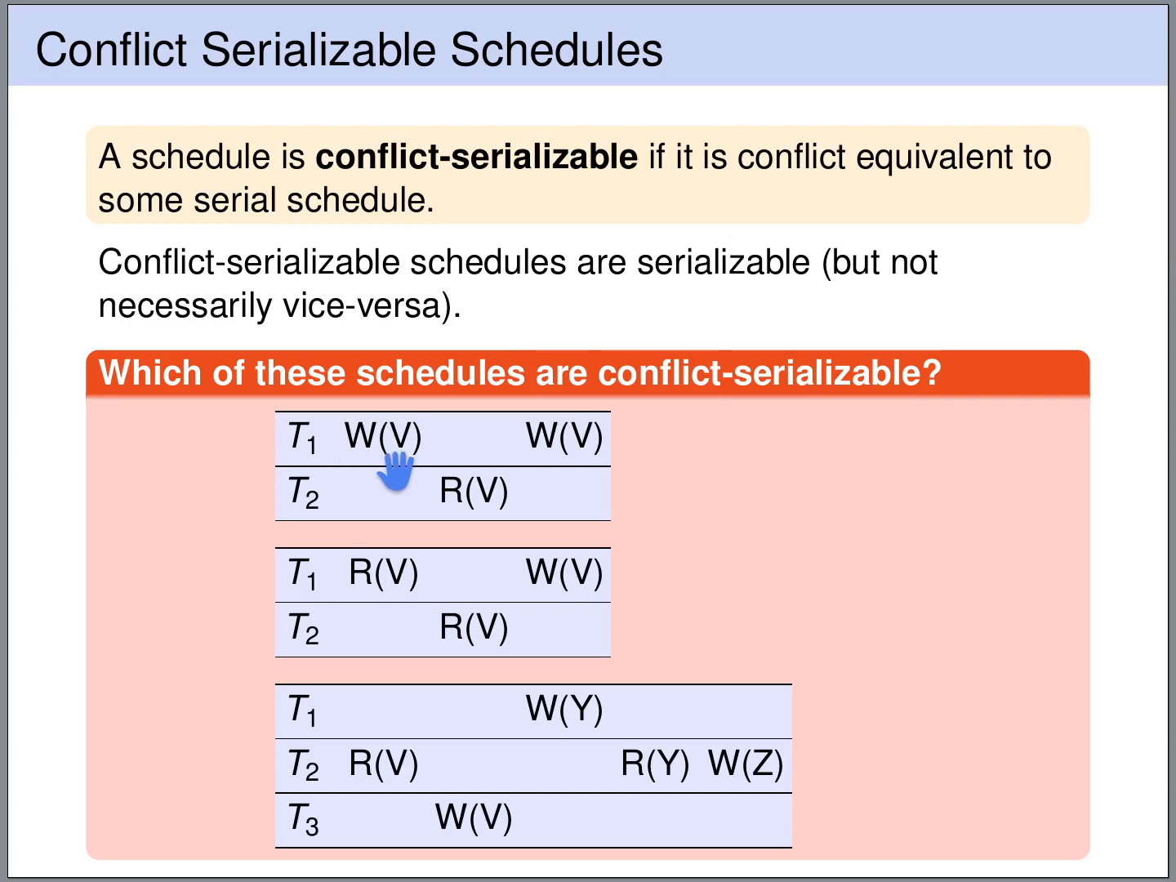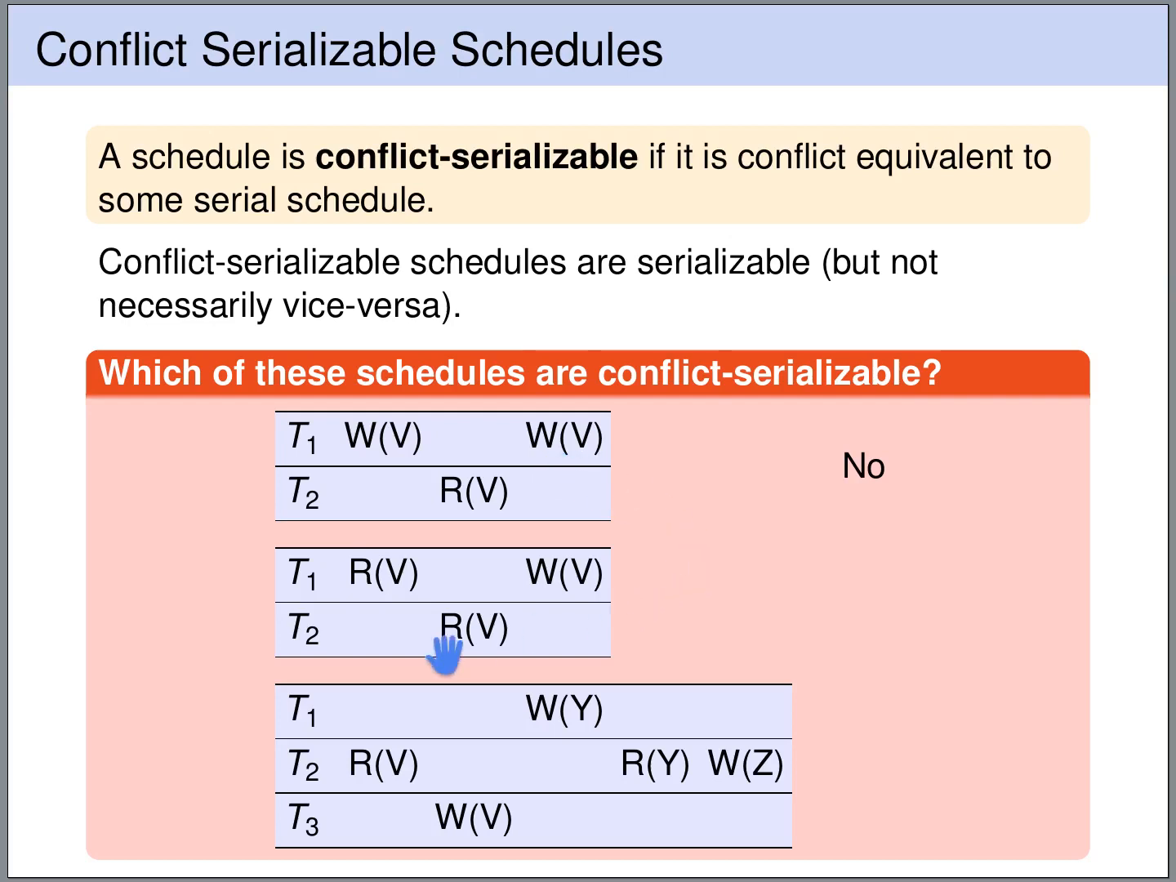Here we have a write of the object v, then we have a read of the object v, so we cannot swap these two. These are conflicting. We have a read of v and we have a write of v. These are also conflicting, so we can also not swap these two. We have a write-read conflict and we have a read-write conflict. So in this schedule we cannot swap anything. We cannot transform it into a serial schedule, so it's not conflict serializable.